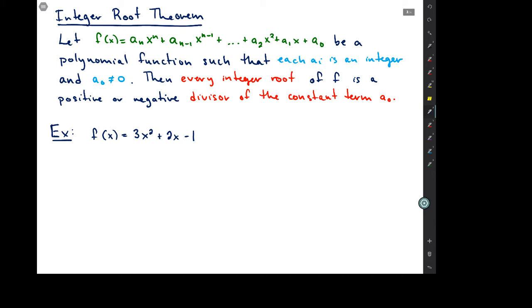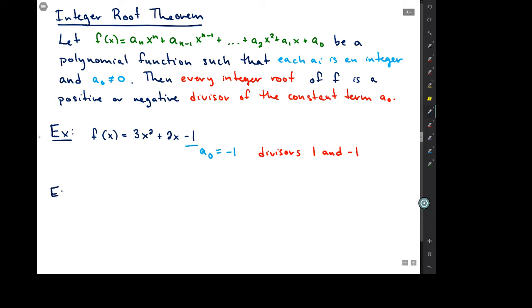Now if we look at the last two examples that we did, our constant term here is minus 1, so a0 is minus 1, and so this has divisors either 1 or minus 1. These are the whole numbers that divide that integer. And we want either the positive or the negative ones.